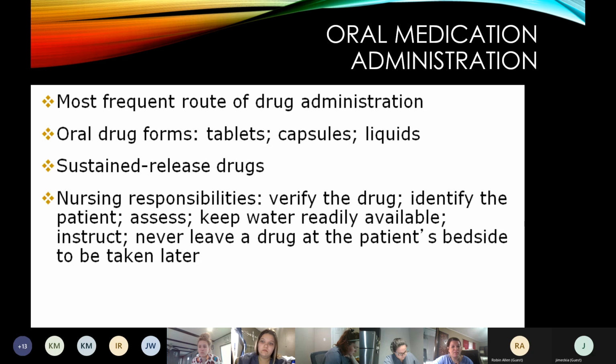Remind me, somebody, my stories are getting long, but remind me about a nursing student being put in a rough situation about leaving a drug at a patient's bedside to be taken later. I'll just tell you now because I'll forget.